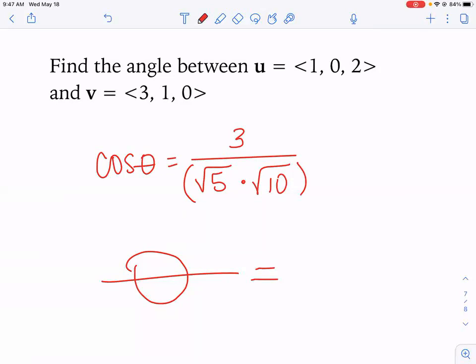What do we get? 90. So question, what's the cosine of 90 degrees? 0. The cosine of 90 is 0.